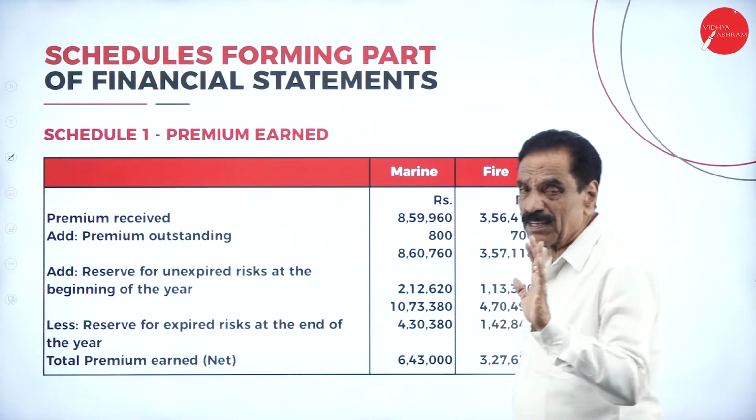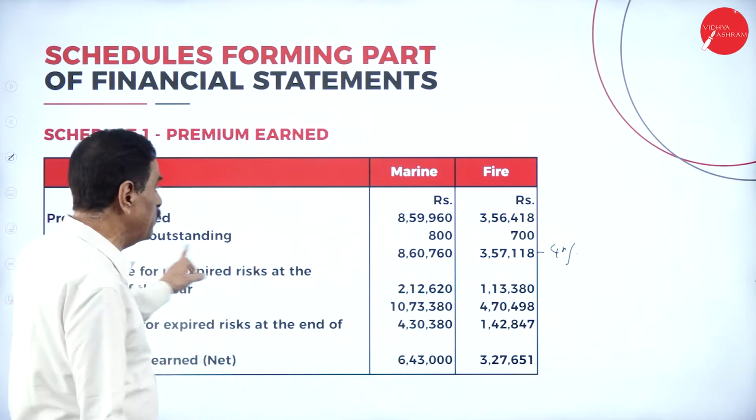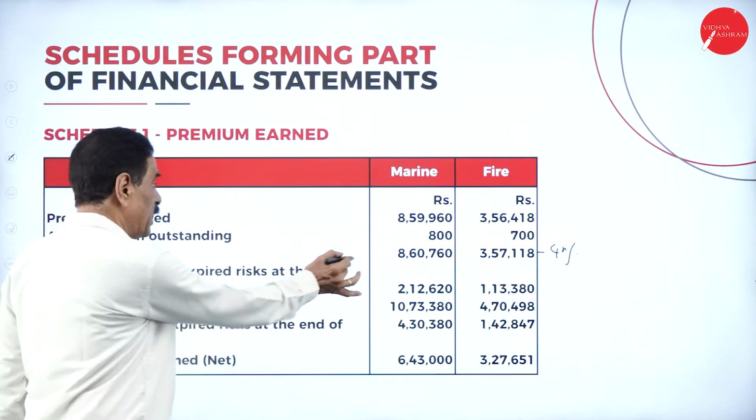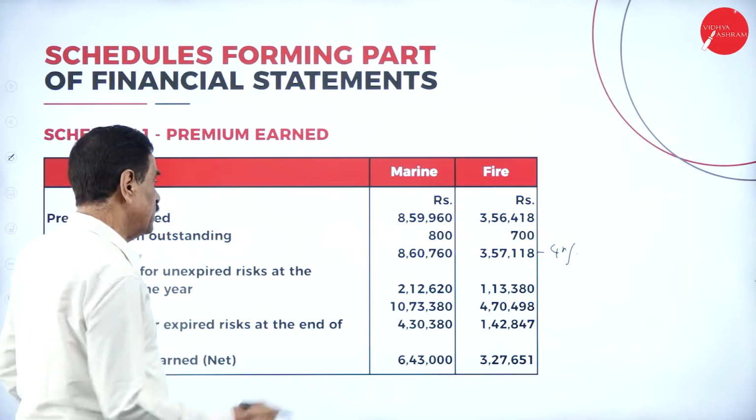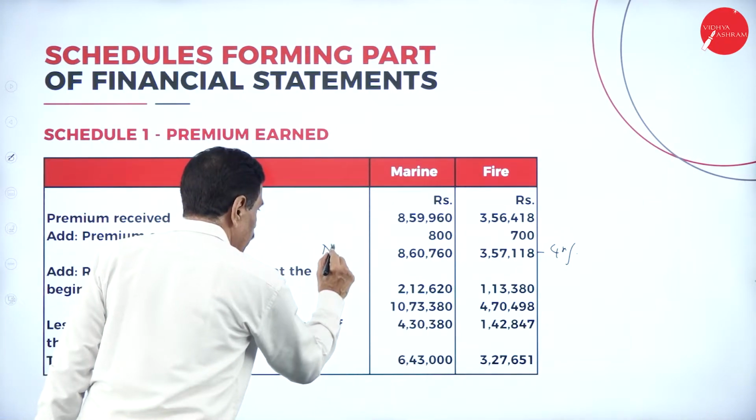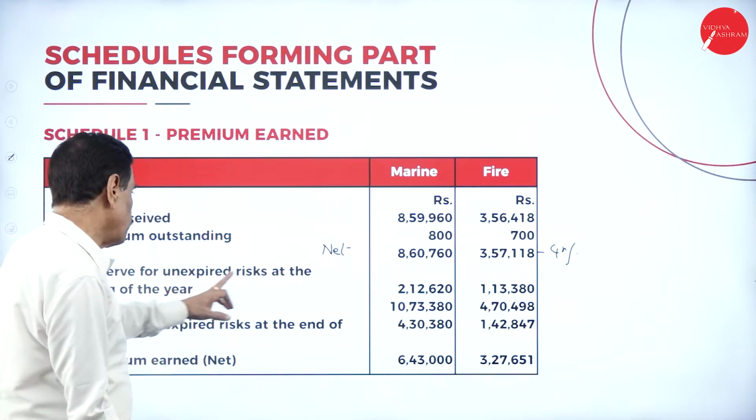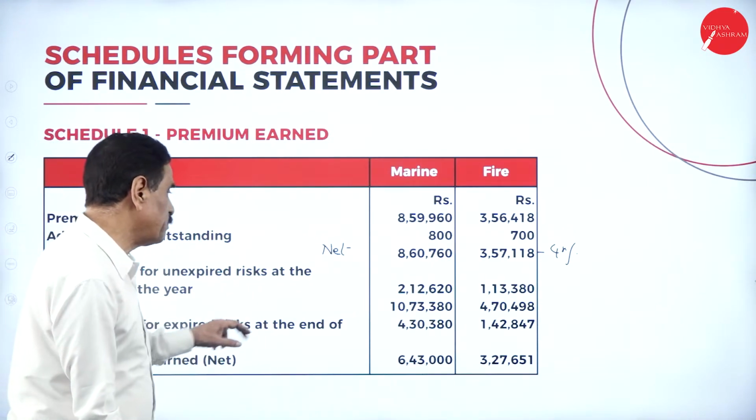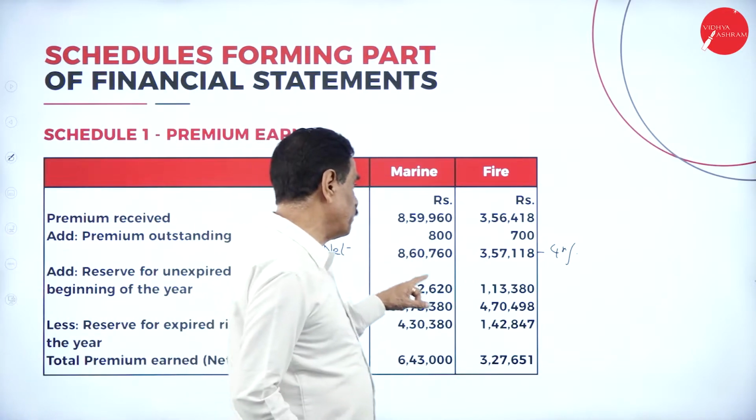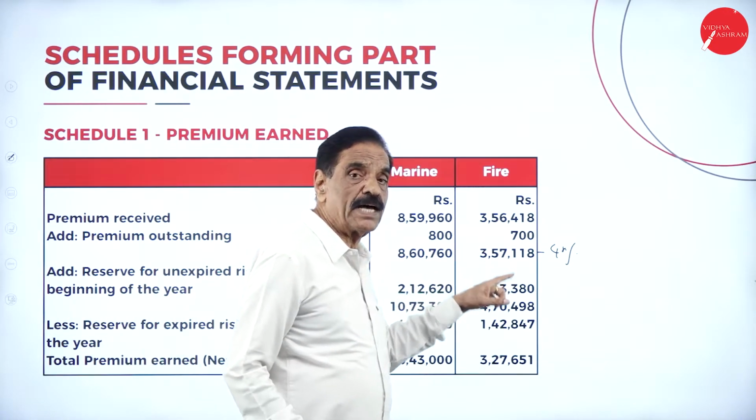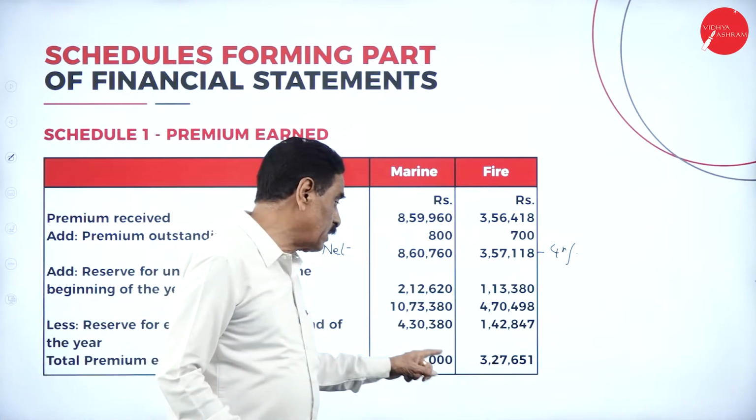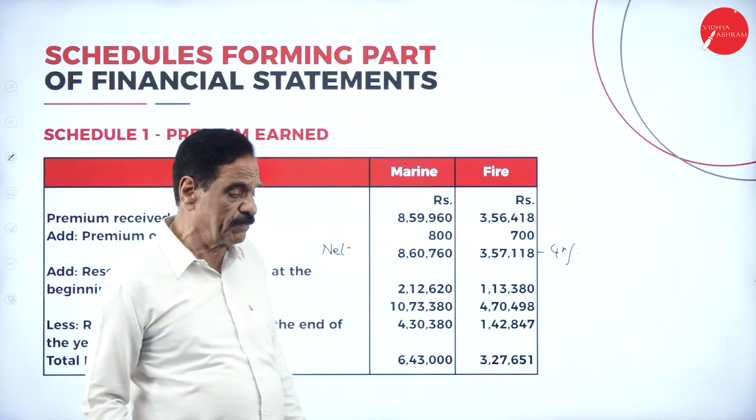Format is very, very careful format you have to do. Premium received, add premium outstanding from the adjustment. This is the net premium. Add reserve for unexpired risk at the beginning of the year, and add reserve for unexpired risk at the end, 50% of this, 40% of this, as per the problem. The premium available at the end is 6,43,000 and 3,27,651.